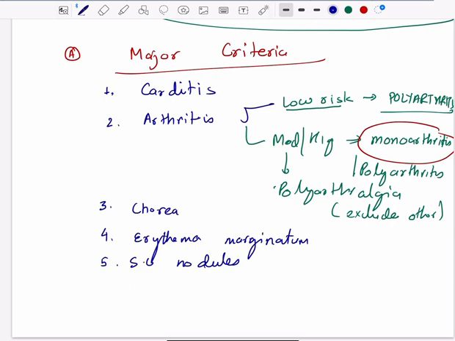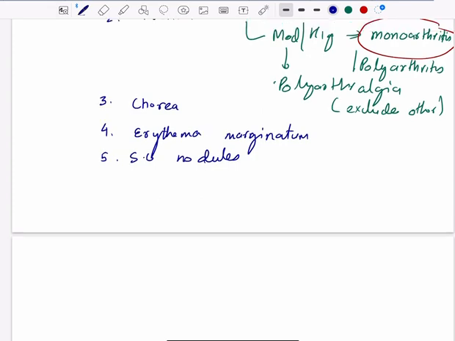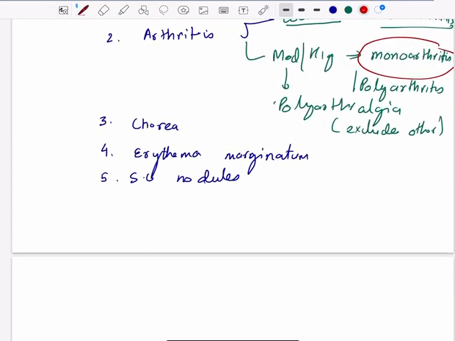Now a little bit of explanation for the different manifestations in RHD, what we have covered in major criteria. Before this, we will cover minor first. After minor, we will discuss a bit about all the manifestations which we have discussed in the major criteria. So first, we have covered major. Now second is minor criteria.